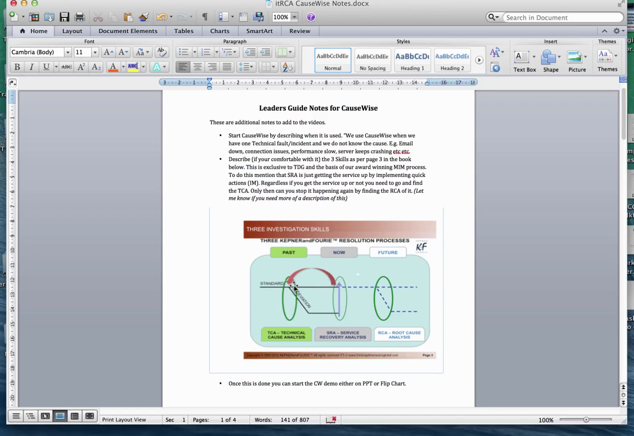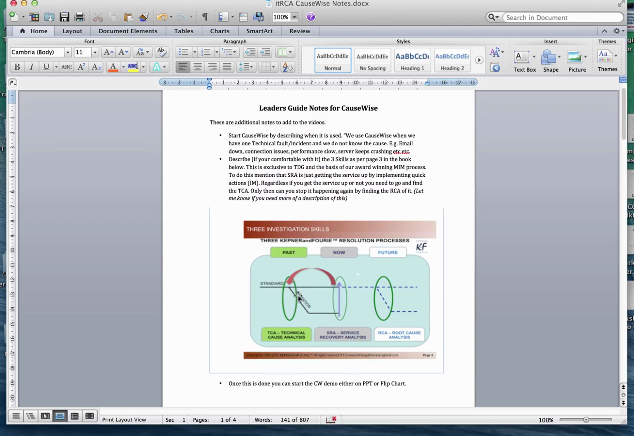Either way, when you do come back here, you need a specific structured approach to actually find the technical cause, what broke the camel's back. Okay, and we are going to show you today the cause-wise process, which will help you with this. The cause-wise process and its findings also help you to understand the root cause. And you might want to explain that there's quite a difference between the two.